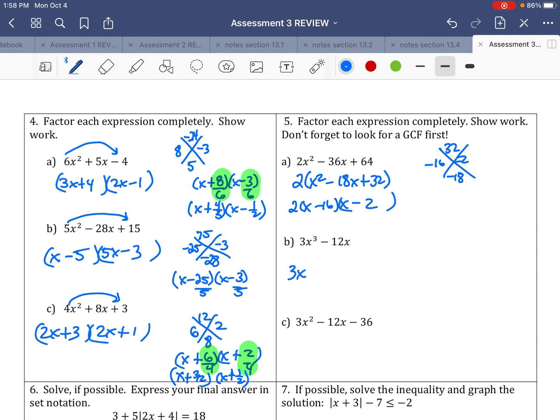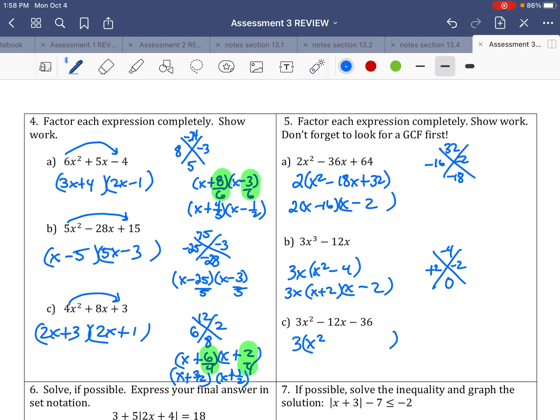Here, these both divide by 3 and also pull out an x, which leaves me x squared minus 4. Well, this is perfect squares, so remember that that is x plus 2 and x minus 2. Or you can set up the factor x if you want to, negative 4 here and 0 there, and you get plus 2 minus 2 that way.